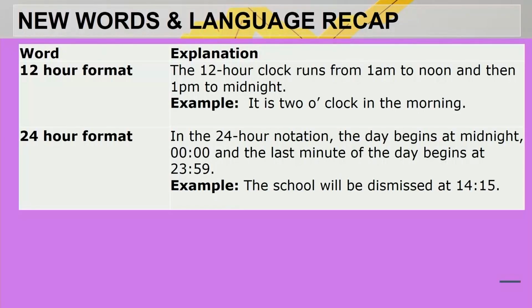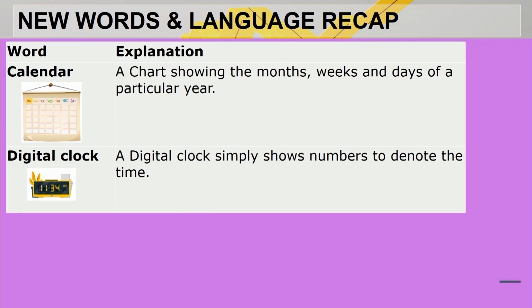The 24-hour format is the digital one, where your day begins at midnight, 0000, and the last minute of the day begins at 23:59. So that is also the time that your cell phone shows you. Every time you look at your cell phone to check the time, you will look at a 24-hour format. And the example there would be, the school will be dismissed at 2:15, 14:15.